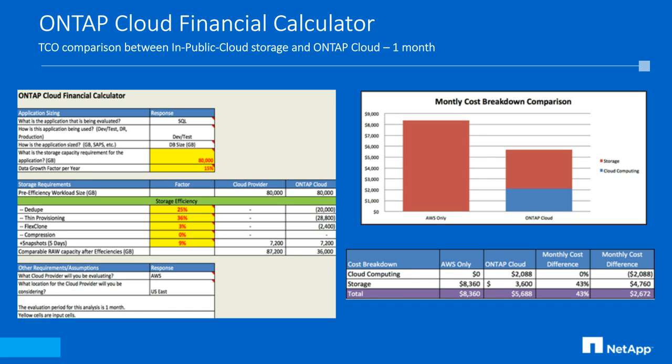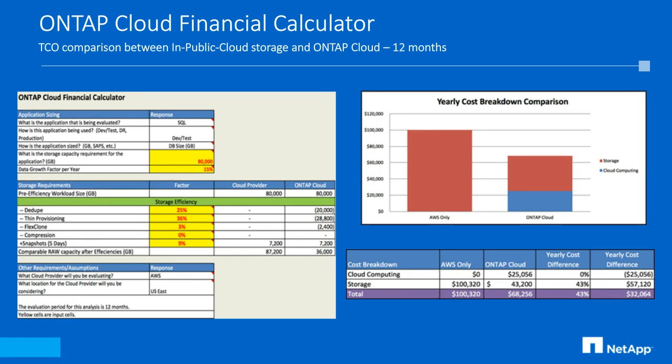But if we actually look at a year worth of processing, the percentages stay the same, but the dollar savings are even greater. So again, the first example was for a 1-month assessment, and this is for a 1-year assessment. And in this example, again, I'm getting a 43% efficiency rating using an OnTap Cloud system. If you're leveraging even more of our storage efficiencies, then your savings will be greater.